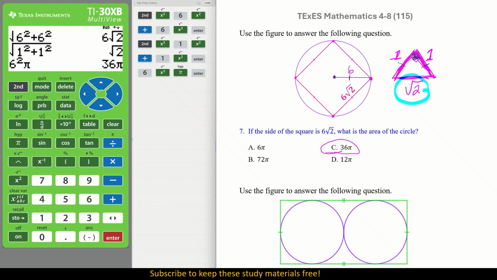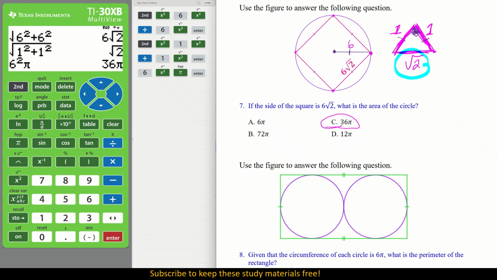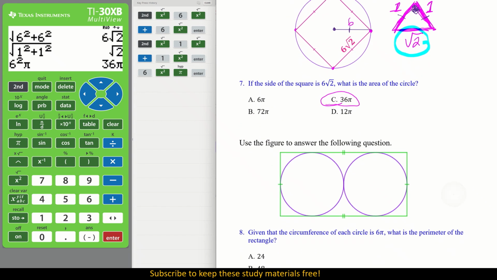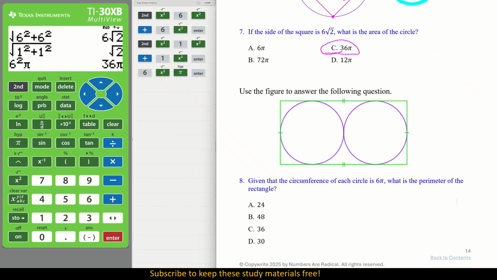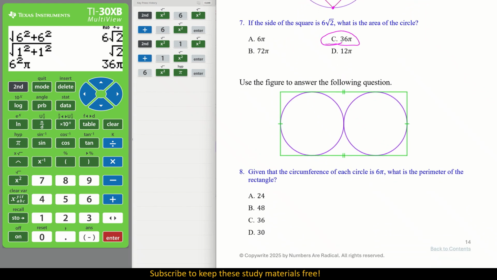All right, now you can play with that yourself and go look up your properties of special right triangles. You will need to know that for this test. I'm sure there won't be a lot of that, but it will be there. And it's good to be confident. Okay, let's go to the next one.